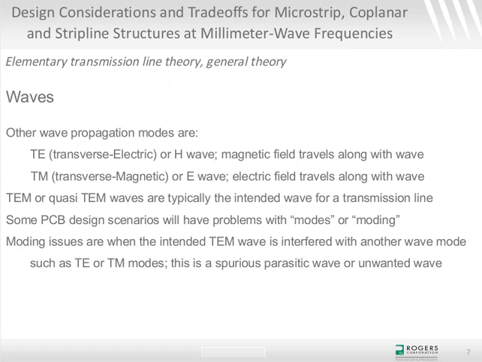But anyway, as I said, the TEM or quasi-TEM is usually what's desired, and sometimes you run into scenarios, which we'll talk about, where you have moding problems. What that means is there are some other wave propagation modes that can interfere with the desired mode, the desired mode being TEM or quasi-TEM. These TE or TM waves or other waves can actually interfere with what you want and cause problems. So this moding or mode suppression we'll talk about later on. That's a pretty big deal in millimeter wave, actually.